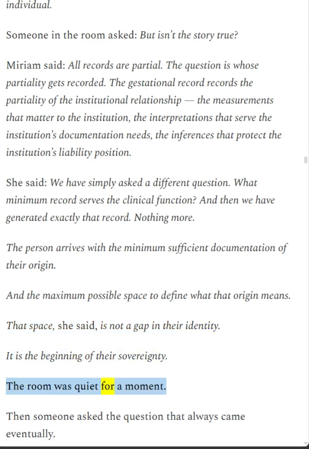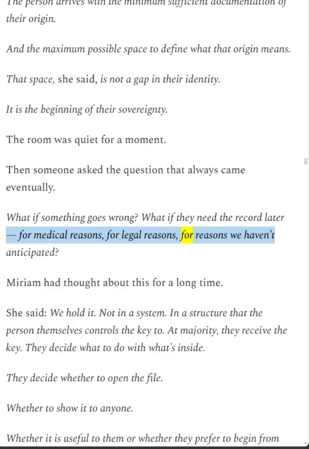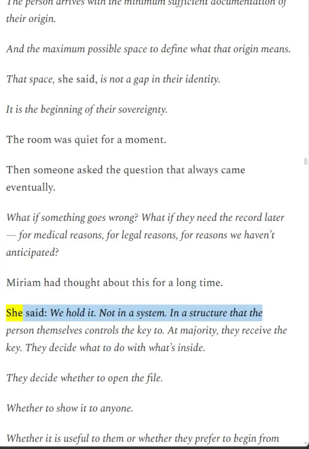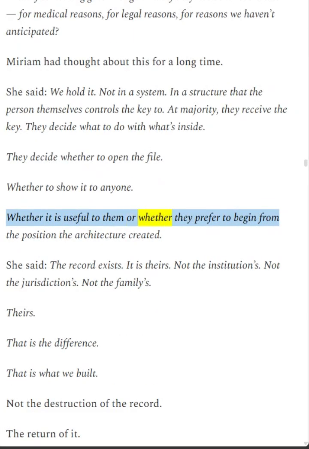The room was quiet for a moment. Then someone asked the question that always came eventually. What if something goes wrong? What if they need the record later for medical reasons, for legal reasons, for reasons we haven't anticipated? Miriam had thought about this for a long time. She said, "We hold it, not in a system, but in a structure that the person themselves controls the key to. At majority, they receive the key. They decide what to do with what's inside. They decide whether to open the file, whether to show it to anyone, whether it is useful to them, or whether they prefer to begin from the position the architecture created."